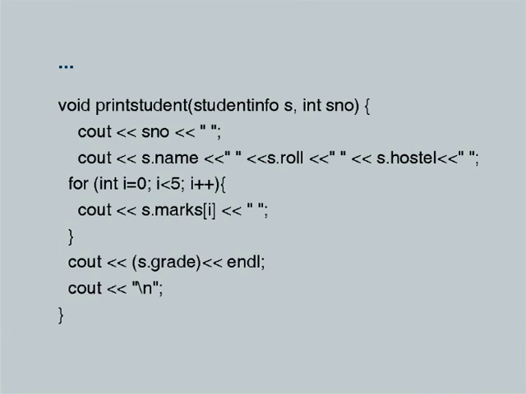So this is the print student function. You are already familiar with this. This is from the last time. All that I have added is that for i equal to 0 to 4, I am printing s dot marks i, and I am also printing s dot grade.